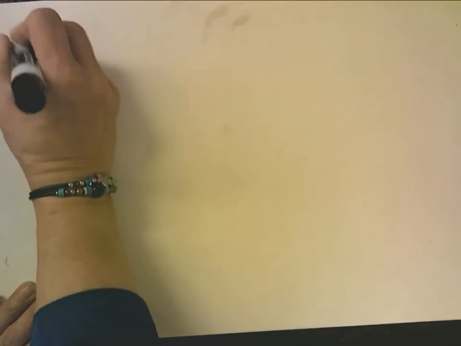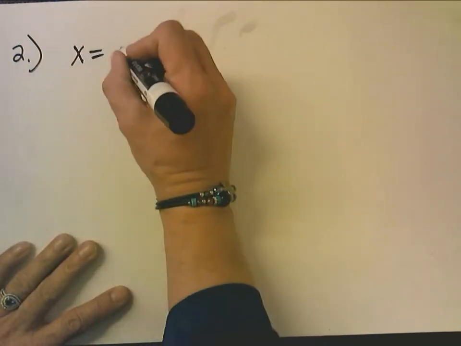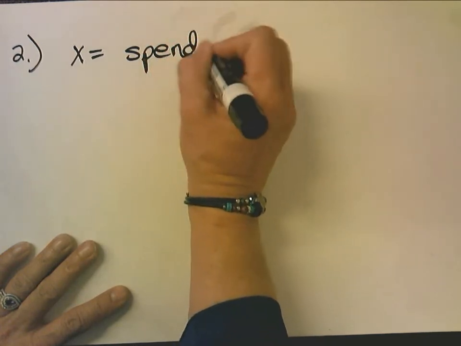Now, number 2. Camille has no more than $10 to spend each week for lunch and bus fare. If she spends a total of $4.10 on Monday and Tuesday, how much can she spend during the rest of the week? Okay, well, x equals spending for the rest of the week.